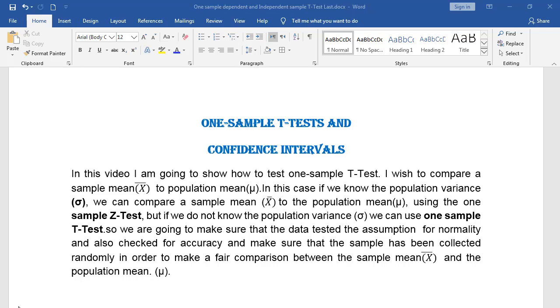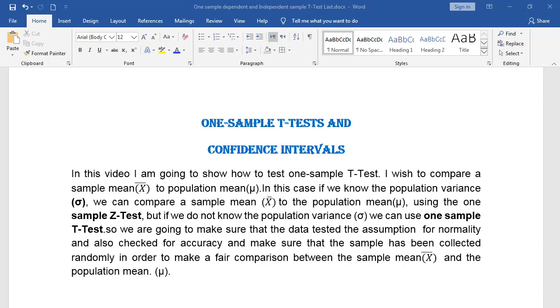In this video I'm going to show you how to test a one sample t-test, and later we are talking about paired sample t-test and then independent t-test. But now I'm talking about one sample t-test and the confidence intervals. In this video I'm going to show you how to test one sample t-test.